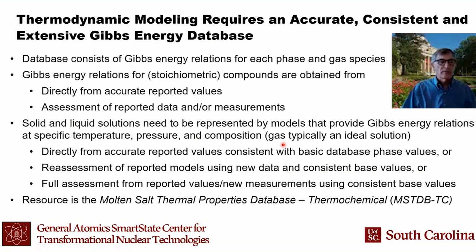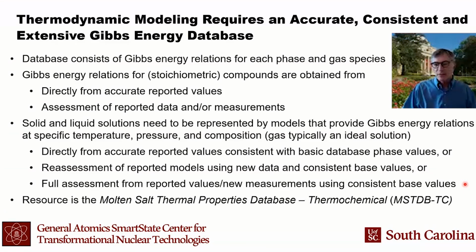So where do we get the information for the Gibbs energy relations for these solutions? If this work has been done and reported and is consistent with our database, we can use those values directly from the published literature. Where there are reported models, but they're not our models, they use a different formalism, or if they use inconsistent base values compared to ours, we have to reassess the systems. So it may be very good work, a very good model, it's just not consistent with ours, and therefore will not work accurately with our database. And finally, we have to do full assessments. That means completely evaluate a system, either using reported values or adding new measurements as needed, and eventually develop a consistent database set of values.